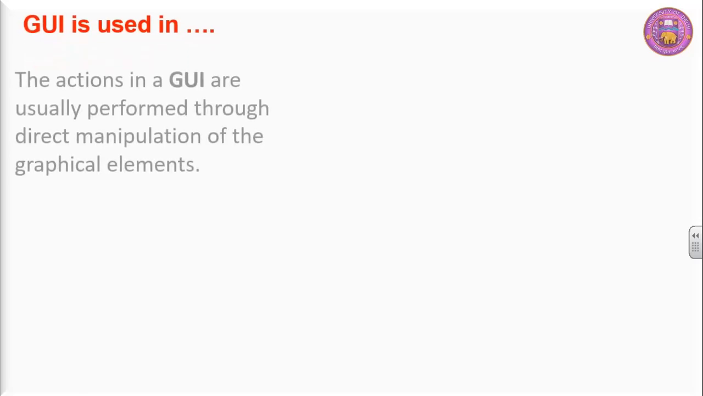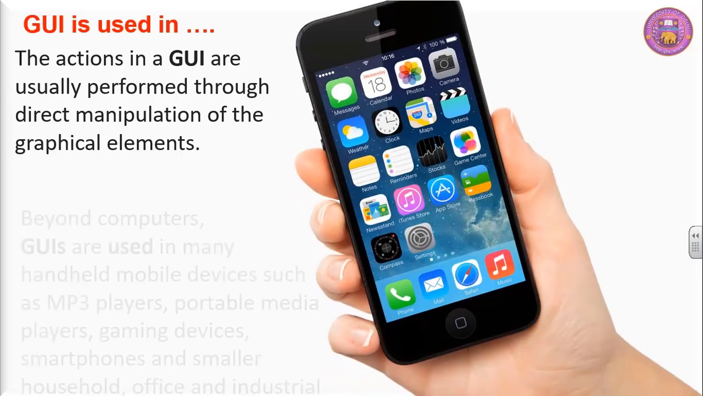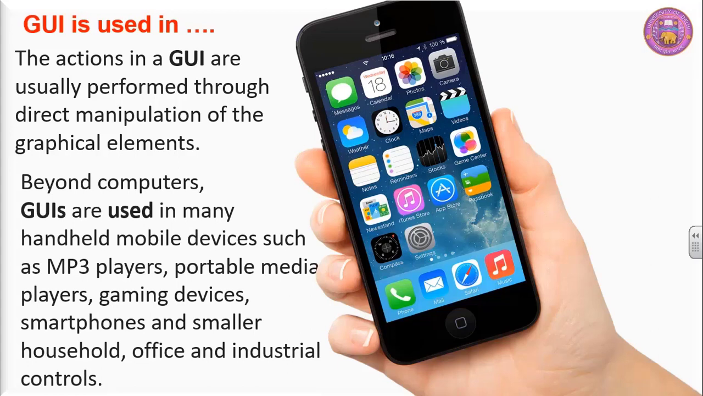The actions in a GUI are usually performed through direct manipulation of graphical elements. Beyond computers, GUIs are used in many handheld mobile devices such as MP3 players, portable media players, gaming devices, smartphones, and smaller household devices, office and industrial controls.